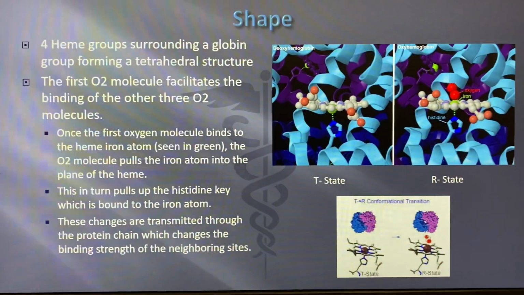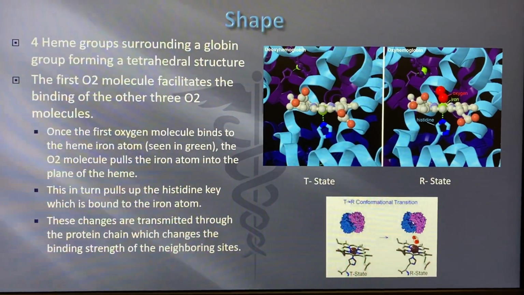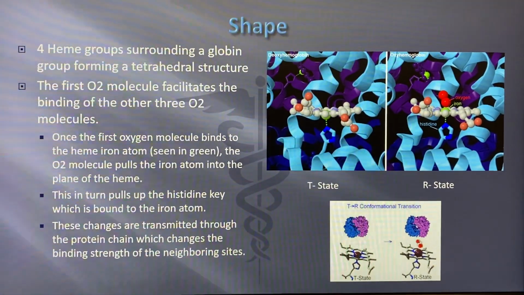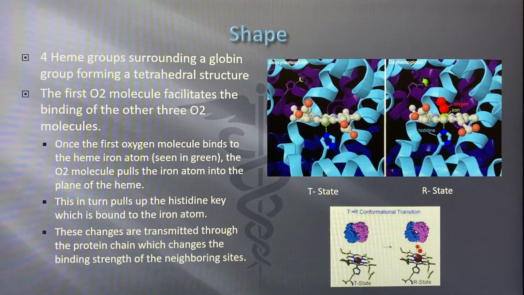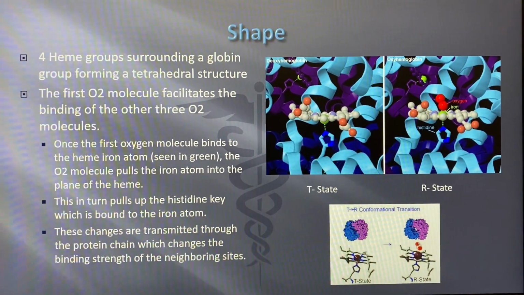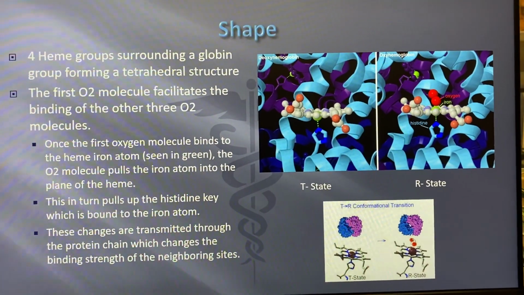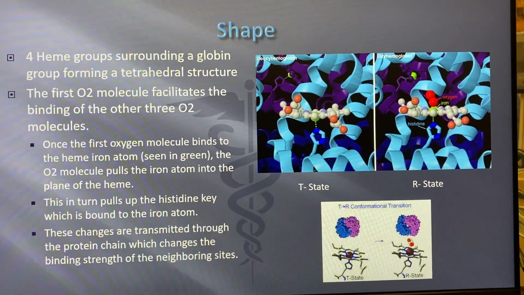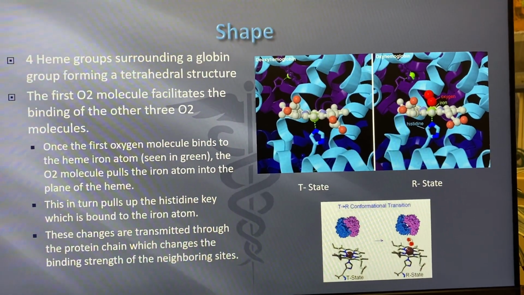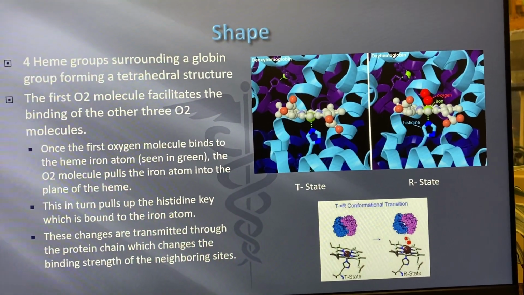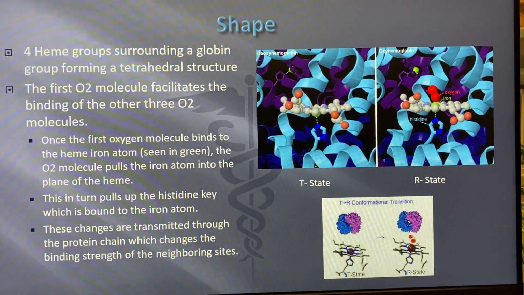So what happens with the hemoglobin, the shape of the hemoglobin as it picks up oxygen molecules? First of all, let's talk about that hemoglobin is actually four heme groups surrounding the globin group, forming a tetrahedral structure. The first oxygen molecule facilitates the binding of the other three oxygen molecules, and I'll talk a little bit more about that in a bit.